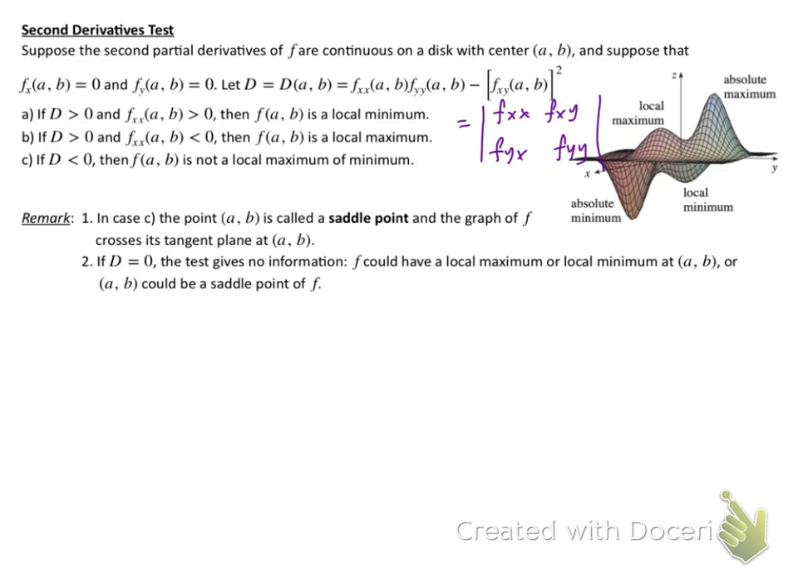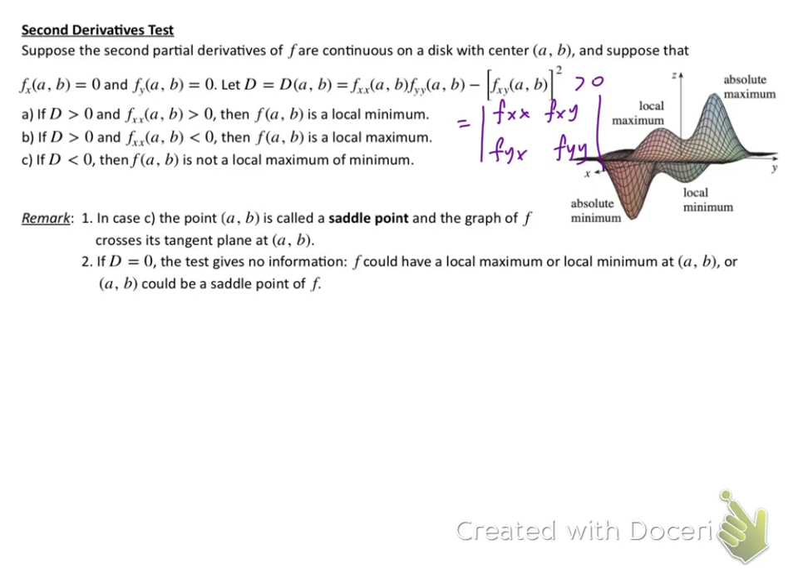So if you compute D and you get a positive number, you are guaranteed that you are getting a local maximum or minimum, depending on whether fxx is positive or negative. If your fxx is positive, you are getting a local minimum. If fxx is negative, you are getting a local maximum. It's sort of like your concave up, concave down case in 2 dimensions. And when you have D less than 0, it's not a local maximum or minimum.